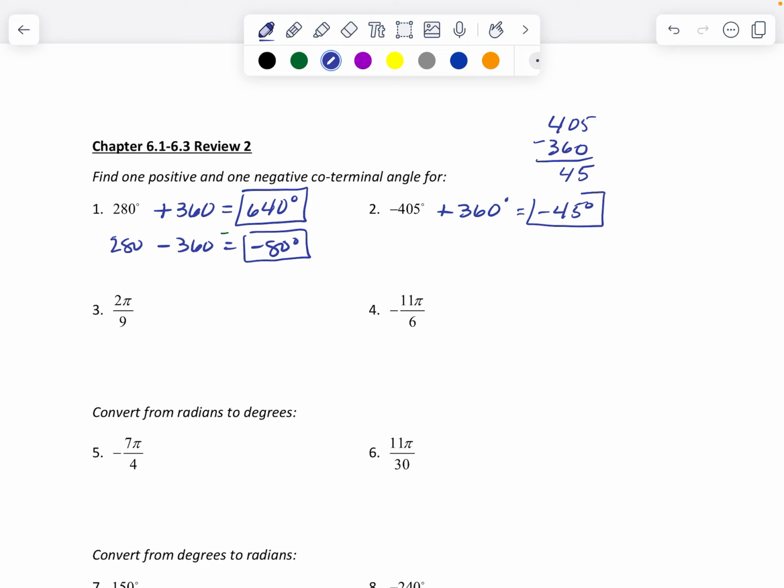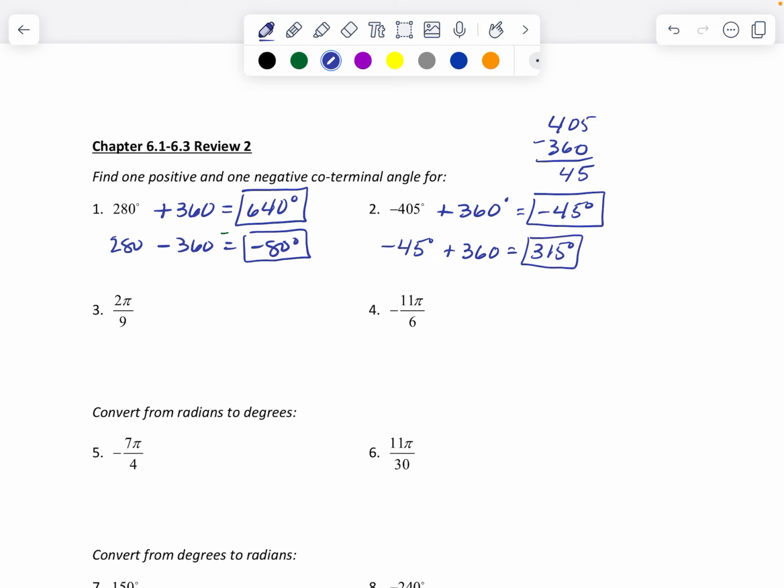But I want a positive coterminal angle again. So if I want to get a positive one, I'm going to need to add 360 again. So I'll take this negative 45 degrees and add 360 to it again. And that's going to be giving me positive 315.